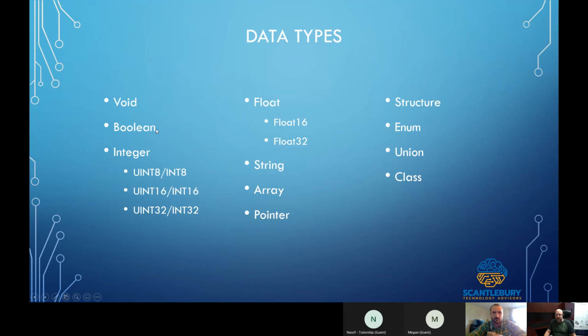And then Boolean is like true and false. So this is a single bit. It means 1 or 0, true or false, yes or no, right? That's a Boolean value. It's discrete, like a light switch is on or off. That's a Boolean value.